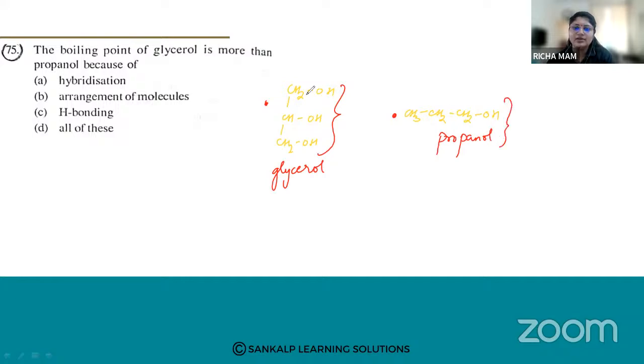Okay, why? Your glycerol is having higher hydrogen bonding because of the presence of three hydroxy groups. Because of the three OH groups, the boiling point is higher. Okay, so Mehak and Naveshri have also answered as C. Very good. Okay, so let us go for the next one.